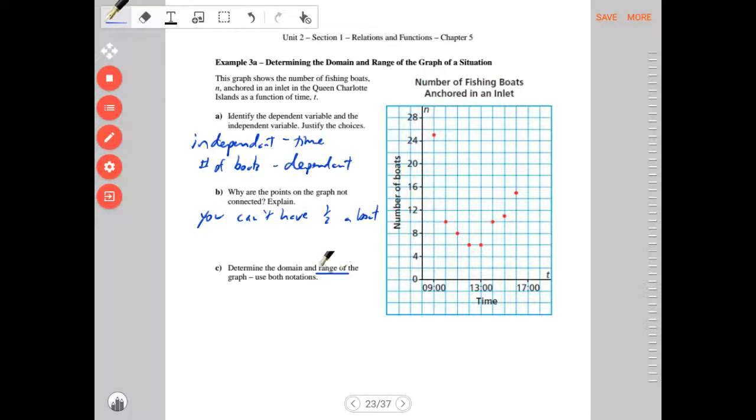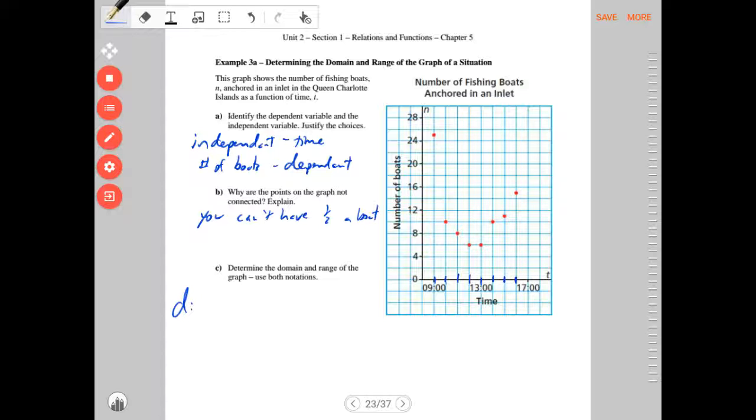Okay, and then determine the domain and range of the graph using both notations. So the domain here, the domain for dots is a little trickier. Okay, because the thing is, we don't necessarily have all the points. Okay, but it looks like we go from 9, okay, 10, 11, 12, 1 o'clock would be 1300, 2 o'clock, 3 o'clock, 4 o'clock. So that's as far high as we go, from 9 o'clock to 4 o'clock, or 0900 up to 13, 14, 15, 1600 hours.